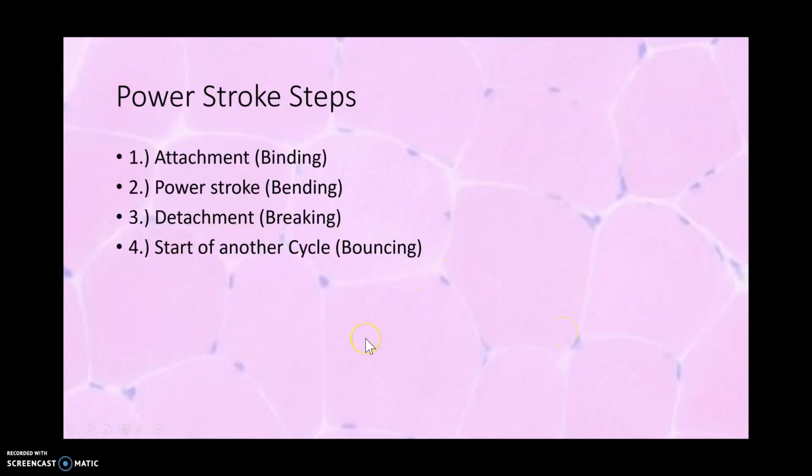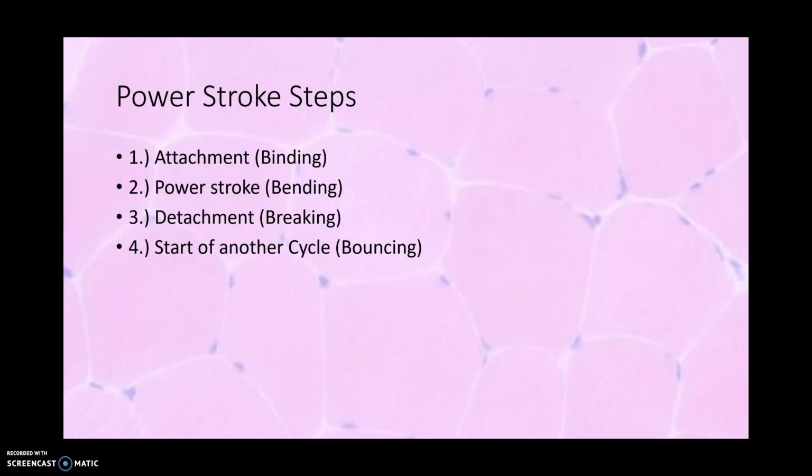All right, so let's talk about our power stroke steps. A power stroke can be divided into 4 independent steps. 1, attachment, which is binding. 2, the power stroke, which is bending, which is actually the pull. 3, the detachment, which is the breaking. So breaking apart, so we're going to release. So actin and myosin are going to release. And then 4, the start of another cycle, bouncing back up.